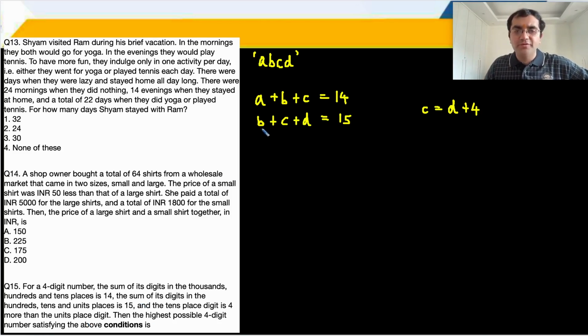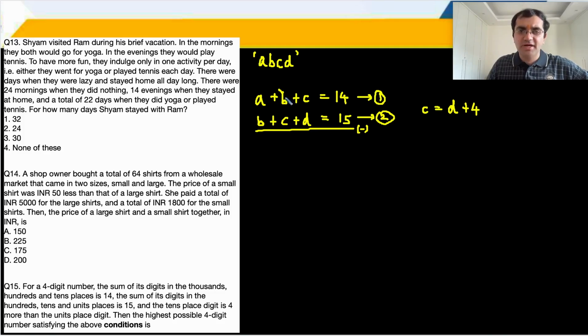Alright. Now over here what I'll do is just subtract both of these equations, but I'll get rid of some variables. So I'll take the second equation and from it I will subtract the first equation. For example, B is cancelled out, C is cancelled out. From the second equation, you're left with D minus A is equal to 15 minus 14, that is 1.